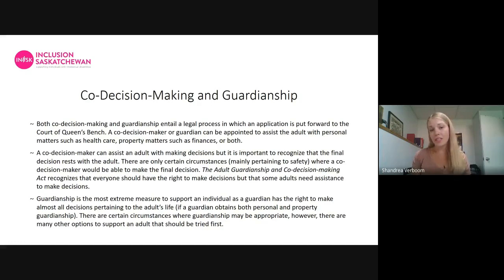The other thing I'll mention is that lots of people think co-decision making and guardianship entail hiring a lawyer, which they don't. All of the information and applications can be found on the Government of Saskatchewan website. There are guardianship toolkits and so on. The Public Guardian and Trustee is involved in every co-decision making and guardianship order, and parameters are put in place to keep people safe. So it is an extensive process. It's definitely appropriate in certain situations, but there are also lots of alternatives that can be tried.